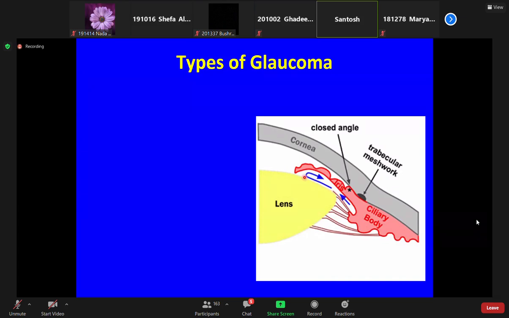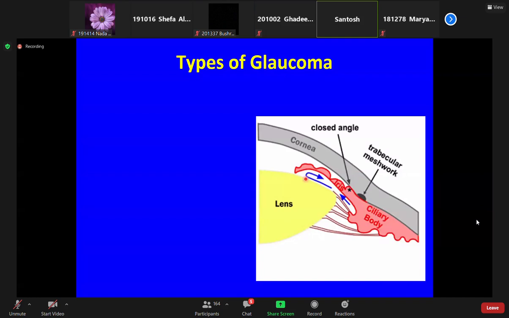Now then there can be another situation. In some situations, when the pupil is in the mid-dilated position, sometimes this iris can get stuck with the lens, and even the aqueous humor is not able to go beyond the posterior chamber. So this is called pupillary block. Again, this will lead to the same thing. So there can be a closed angle, and then there can be this pupillary block as well, and they can happen together as well. So this is all part of the pathophysiology of closed angle glaucoma.